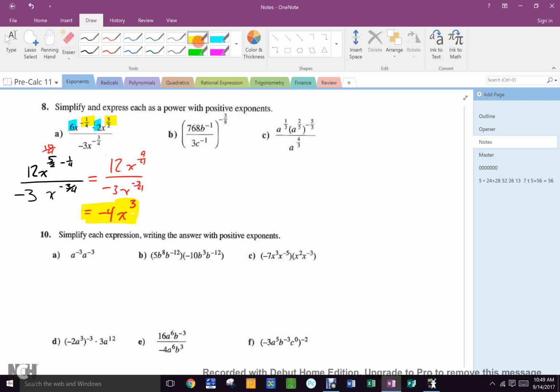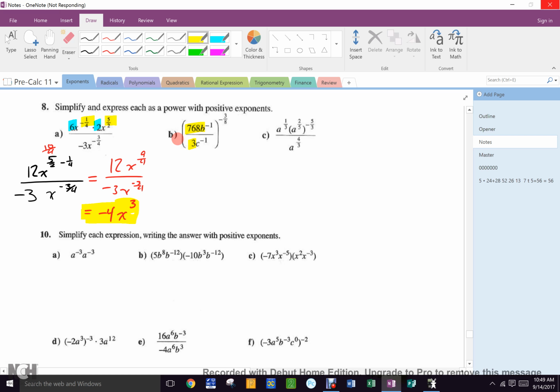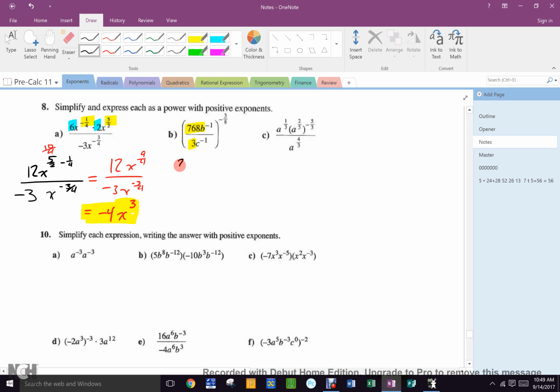Can I do anything with those numbers? Does 7,868 divide by 3? Does it? What do I get? 256, right? So I get, change to black. Don't respond to me. Now change to black. 256. Can I do anything with B and C?